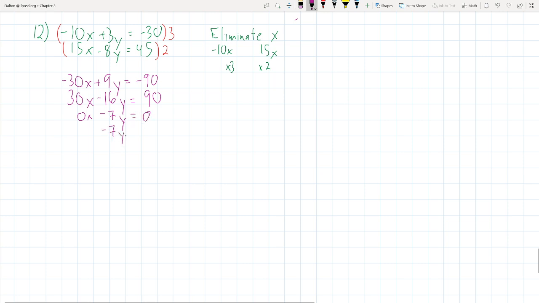So negative 7y equals 0, divided by negative 7, and y equals 0. And that's totally fine. That can happen. Just kind of makes our lives a little bit easier, really.